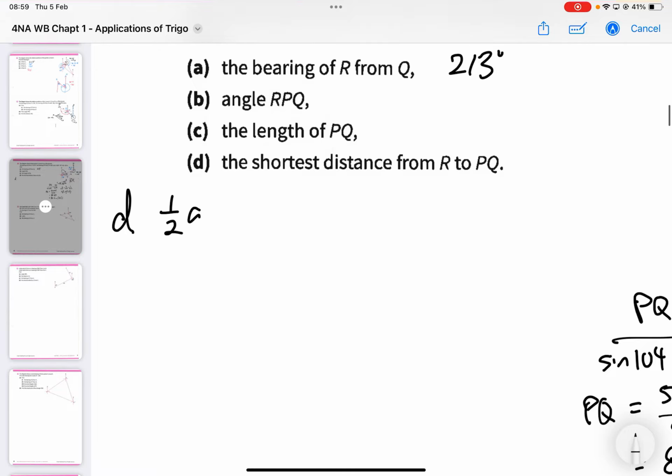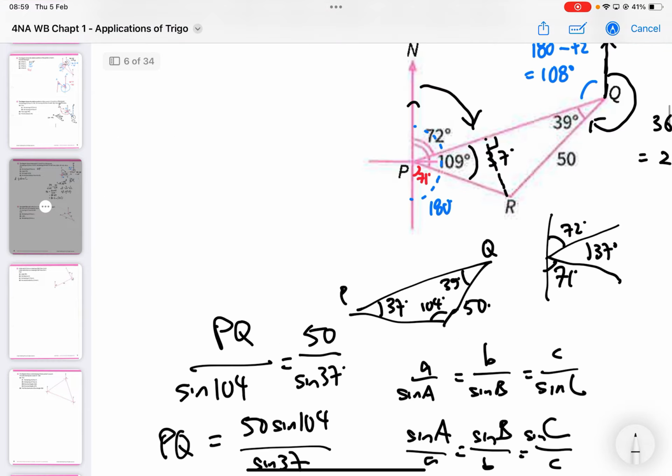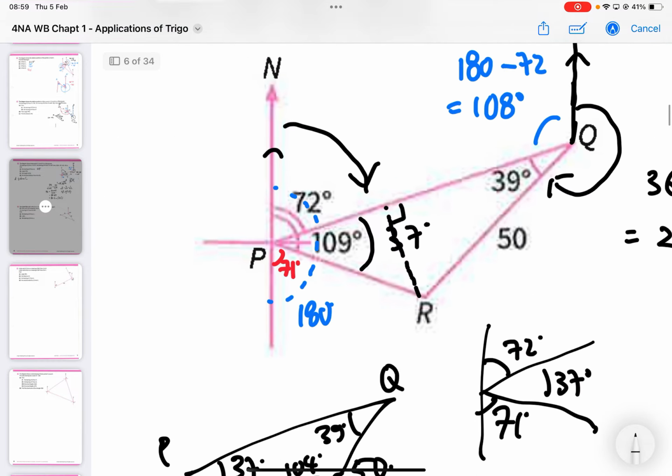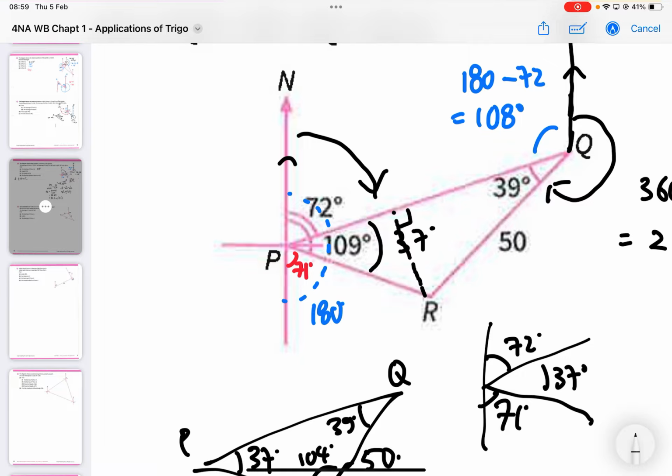Half ab sine C. Why I come to use half ab sine C is because when they tell me the shortest distance, I must know that this links me to using half base times height. Half base times height will find the area of triangle. Then to find the area of triangle, I need to use another way to find, which is half ab sine C.